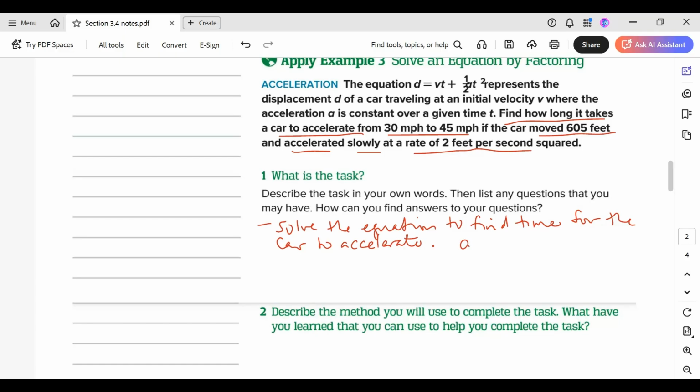So remember, A is in feet per second squared. Velocity is in miles per hour. So the question you need to ask is, how do you fix this? Remember, different units.